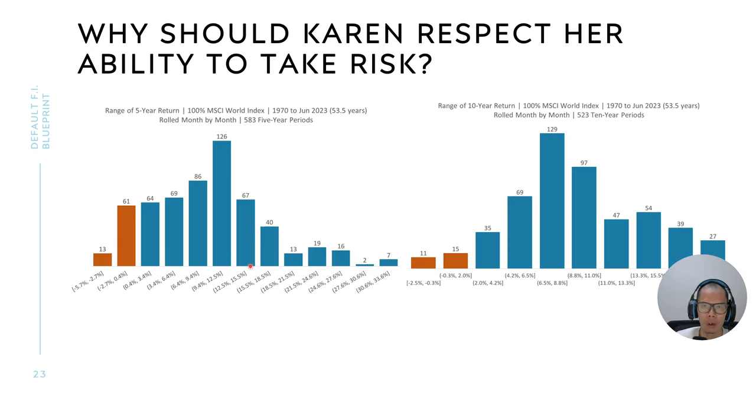So why should Karen respect her ability to take risks? This is actually a table about 5-year rolling returns, for 100% equity portfolios with 53 years of data. You can see a range of returns from -5.7% to 30%, which means that over 5 years, you could get 30%, 30%, 30%, 30%. Damn crazy.